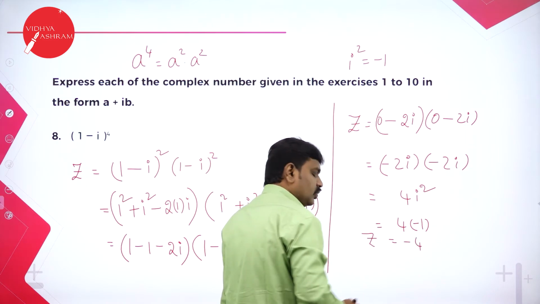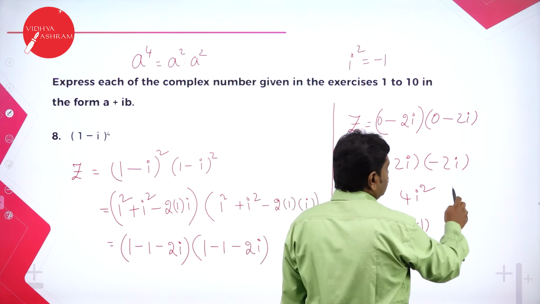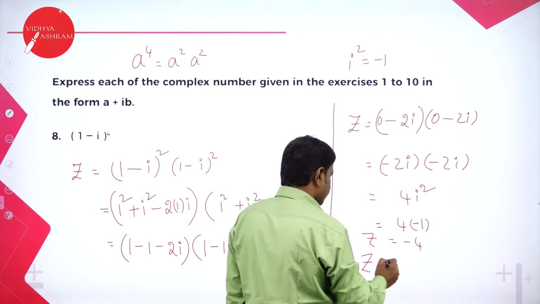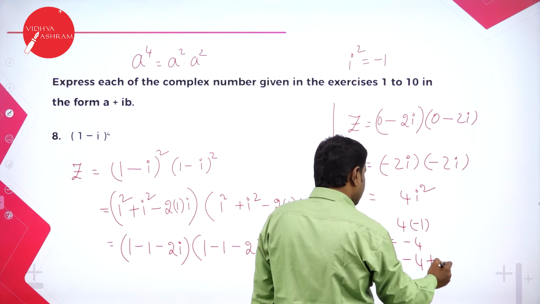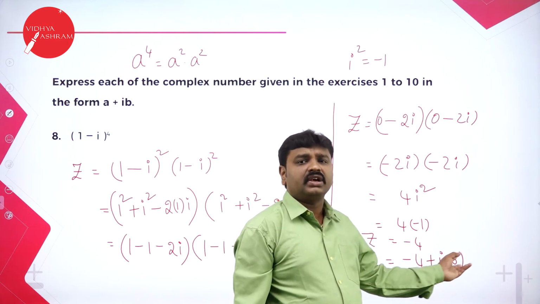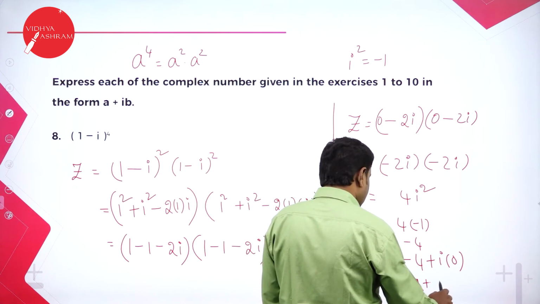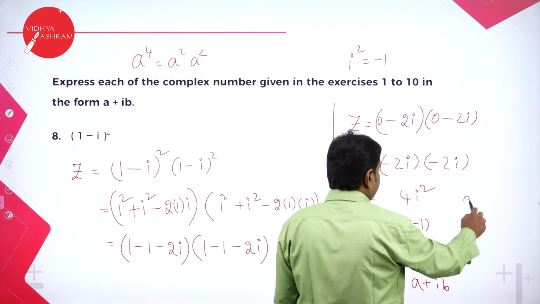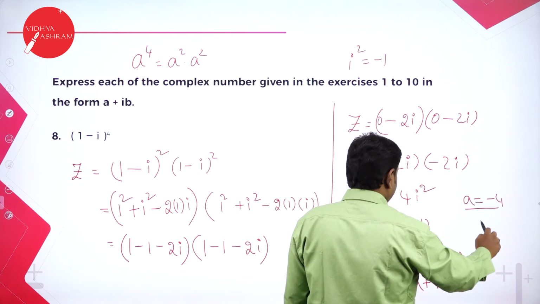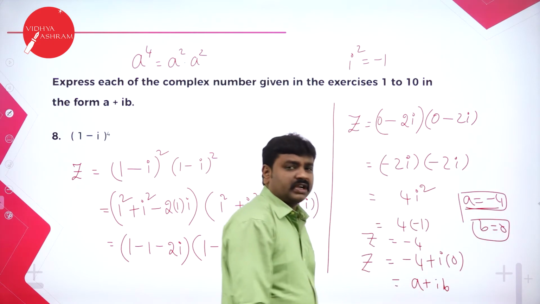So you got Z value. What is the Z value? Minus 4. So can you rewrite this Z? Z can be written as minus 4 plus I times 0. Whenever we don't have an I term, we write I into 0. So it is in the form A plus IB. Now by comparison, A is minus 4 and B is 0.